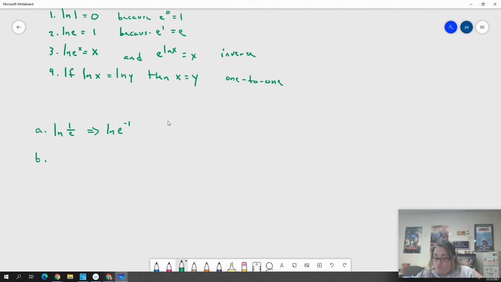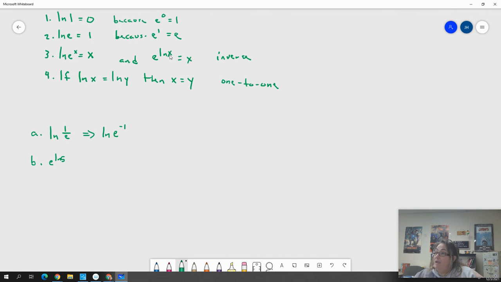B, e to the ln of 5. Well, let's look at our properties. I just raised e to the ln of x. Our x just happens to be 5. If you look over here, we're saying e to the ln of x. Here my x is 5, e to the ln of 5. What does it equal? It equals x, so in this case, 5. Make sense?